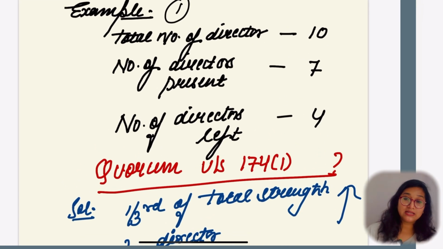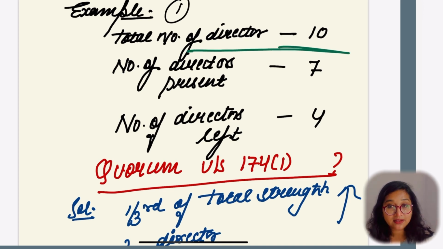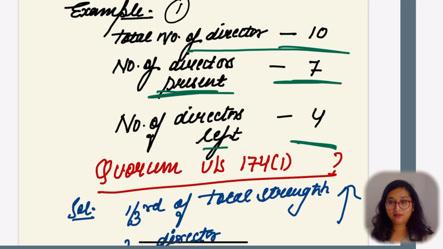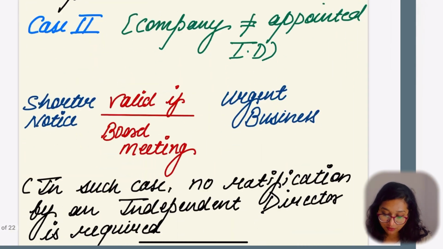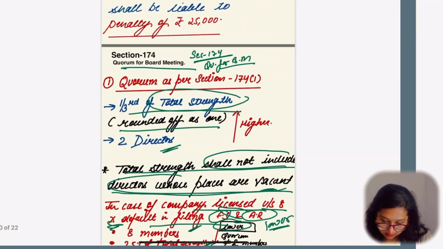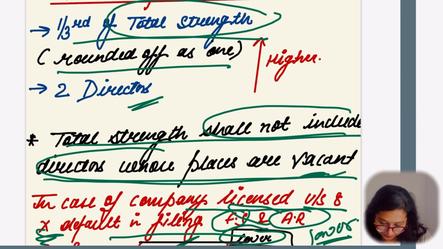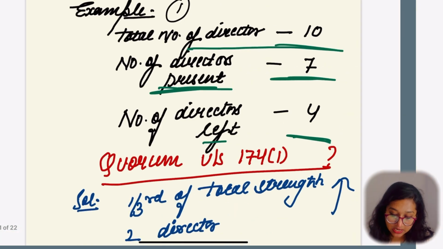Here comes the example. The total number of directors is 10. The total number of directors present in the board meeting is 7. Number of directors left. Please make sure whether the number of directors who left and the directors whose places are vacant have the same meaning. These two terms are not the same, and you have to identify this first. So let's go for the example first, then I'll tell you this.